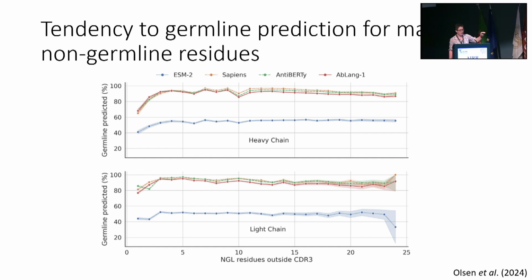But if you look at all the others, what we've got here is the number of non-germline residues outside the CDR3. So some of these sequences have a lot of somatic hypermutations in them deliberately. And then we're looking at how often we just predict germline for all of those positions. And it's pretty much 80, 90, 100% of the time. So these models, even if you've got a highly mutated sequence, so it had 24 other somatic hypermutations in it, you'd think, well, maybe it would notice that this position should also, no.